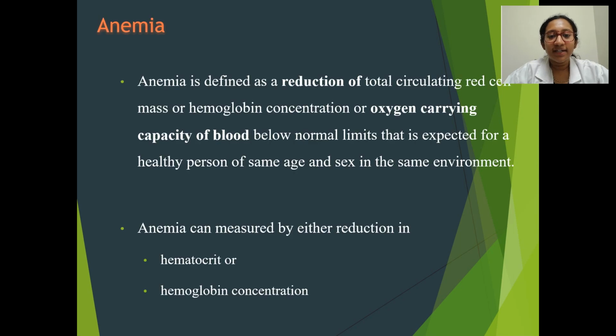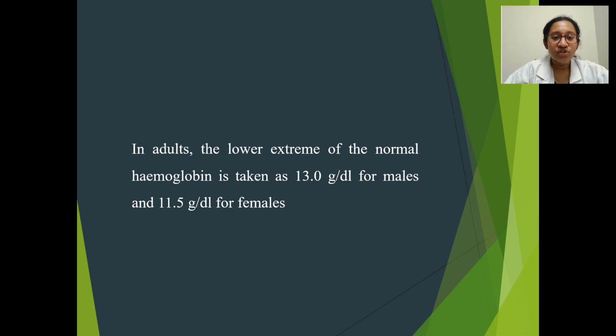Coming to anemias, we'll see what anemia is. Anemia is defined as reduction of total circulating RBC mass or hemoglobin concentration, or decrease in oxygen carrying capacity of blood below the normal limits that is expected for a healthy person of the same age or gender in the same environment. Anemia can be measured by reduction in hematocrit, reduction in hemoglobin concentration, or decrease in the RBCs. In general, in India, the cutoff for anemia is hemoglobin less than 13 gram per deciliter for males and less than 11.5 gram per deciliter for females.